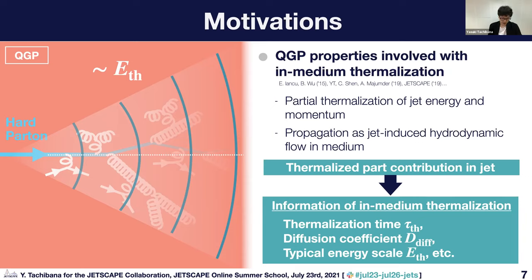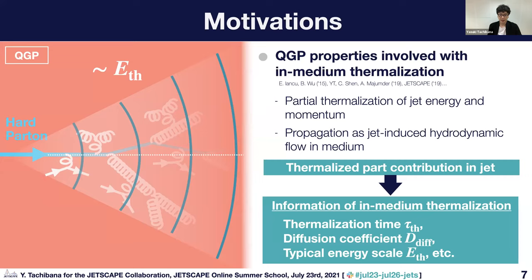Let's assume we have a very hard parton, but due to the energy loss, it becomes soft, and in the end the energy and momentum of the hard parton become close to the typical energy scale of the medium constituents. In the end, that energy and momentum will be absorbed in the medium. I am calling this process in-medium thermalization.